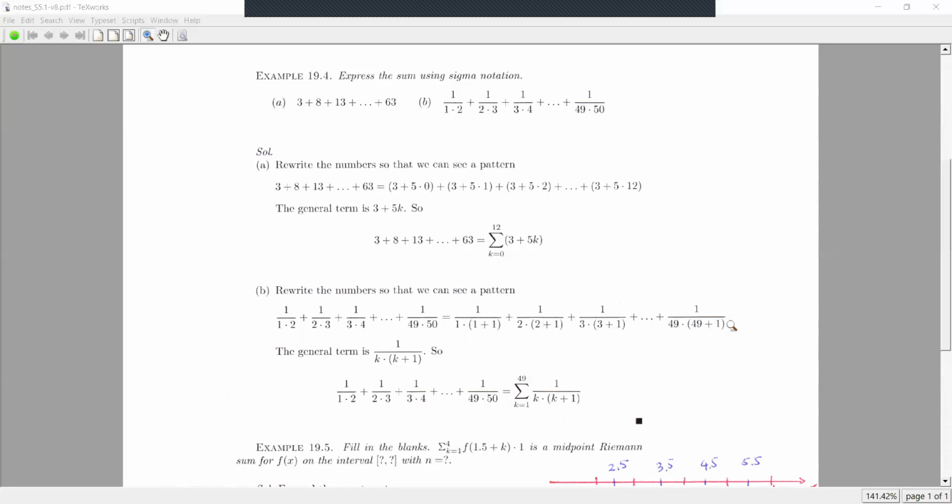So then, can you see the pattern? The first term is 1 over 1 times 1 plus 1. Second term, 1 over 2 times 2 plus 1. Third term, 1 over 3 times 3 plus 1. So the kth term is 1 over k times k plus 1. When k is 1, this is first term. When k is 2, this is second term. So this long sum is the summation of the general term with k going from 1 to 49. When k is 49, last term.